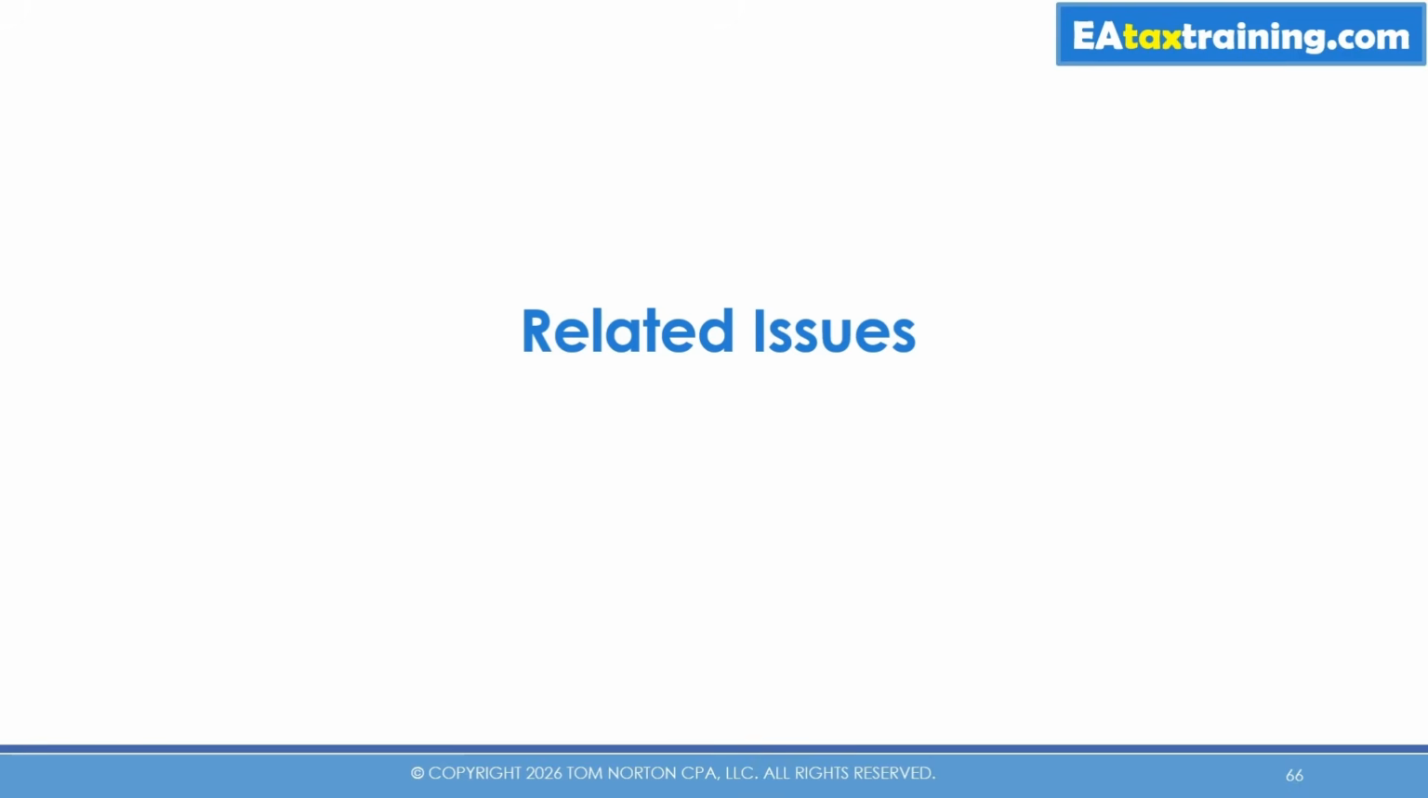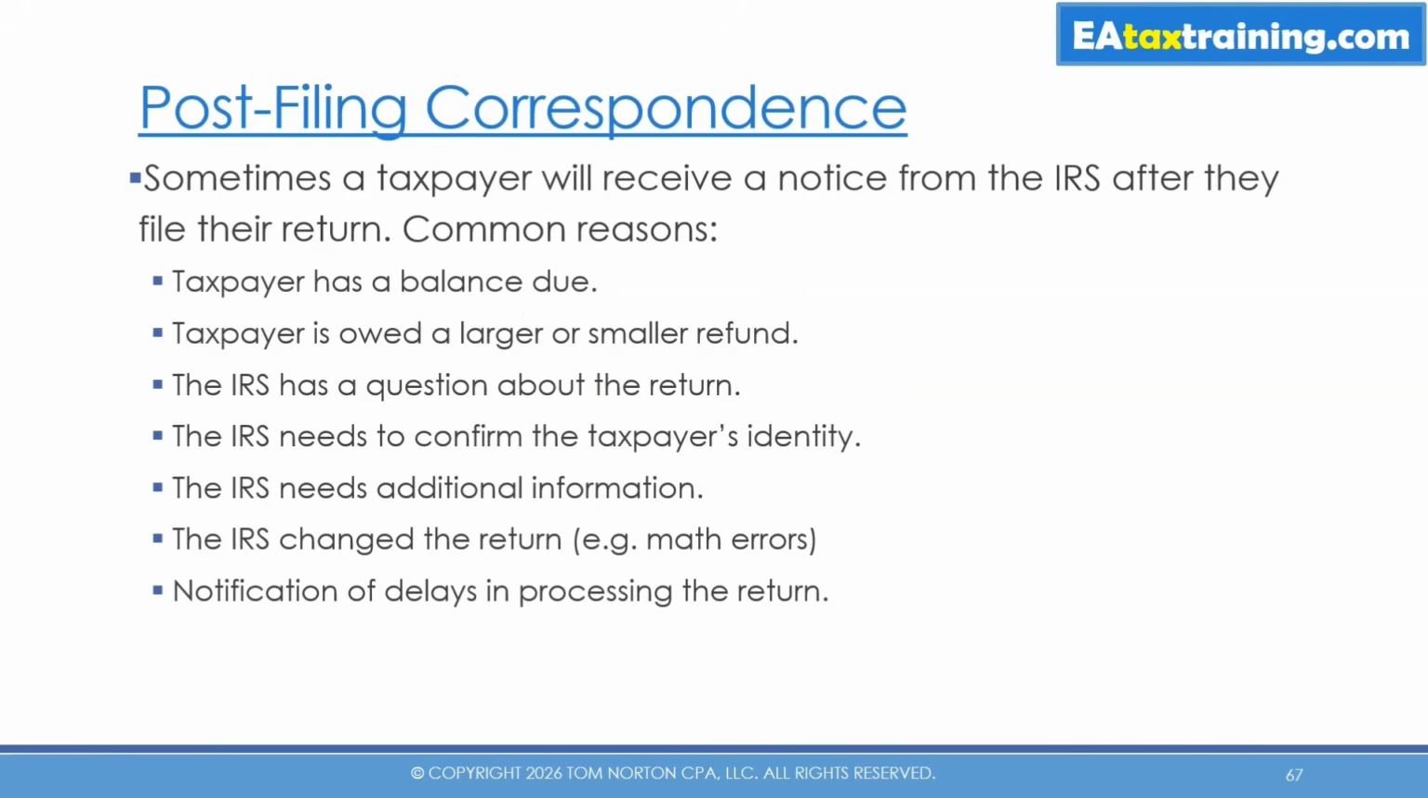Now we will talk about some miscellaneous related issues to representing taxpayers before the IRS. Post-filing correspondence. Sometimes a taxpayer will receive a notice from the IRS after they file their return. There can be a lot of reasons for this, but some common reasons are the taxpayer has a balance due, and they're saying, hey, you owe money, reminding you of that. Or the taxpayer is owed a larger or smaller refund, so they found an error, and they're saying you don't actually owe as much as you thought you did, or your refund is going to be smaller than you thought it was going to be for this reason.